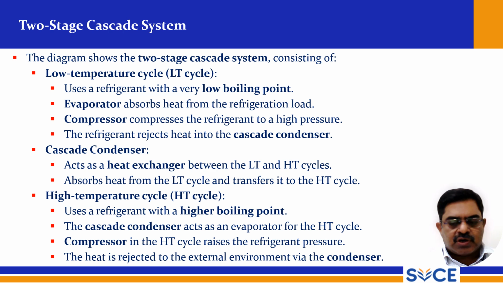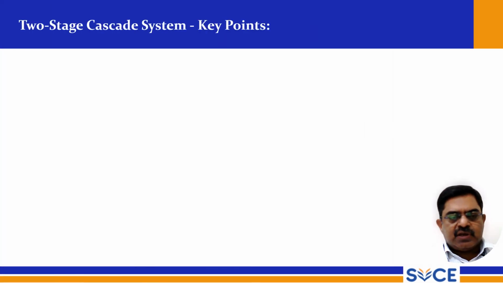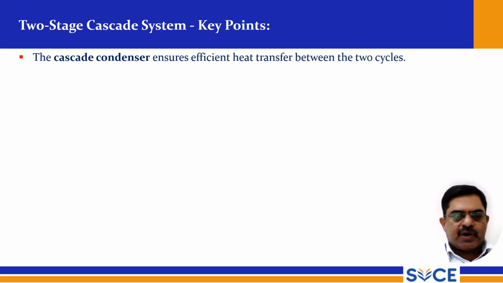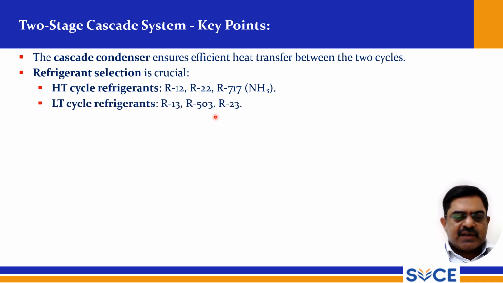If you look at the key points of the two-stage cascaded system: the cascade condenser ensures efficient heat transfer between the two cycles, and refrigerant selection is very crucial. HT cycle refrigerants are normally R22, R12, R717, NH3. LT cycle refrigerants are normally R13, R503, R23.